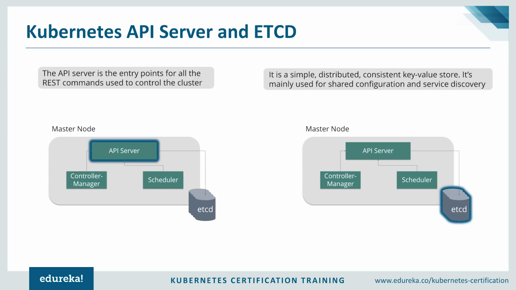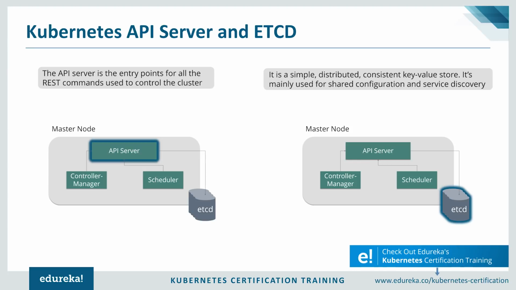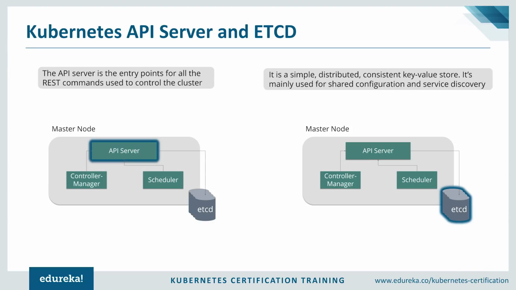Let me tell you what exactly the API server and etcd do. Well, the API server is the entry point for all the REST commands used to control the cluster. So basically, you can say that all the administrative tasks are performed via the API server within the master node. A user sends the REST commands to the API server, which then validates and processes the request. After executing the request, the resulting state of the cluster is stored in the distributed key value store.